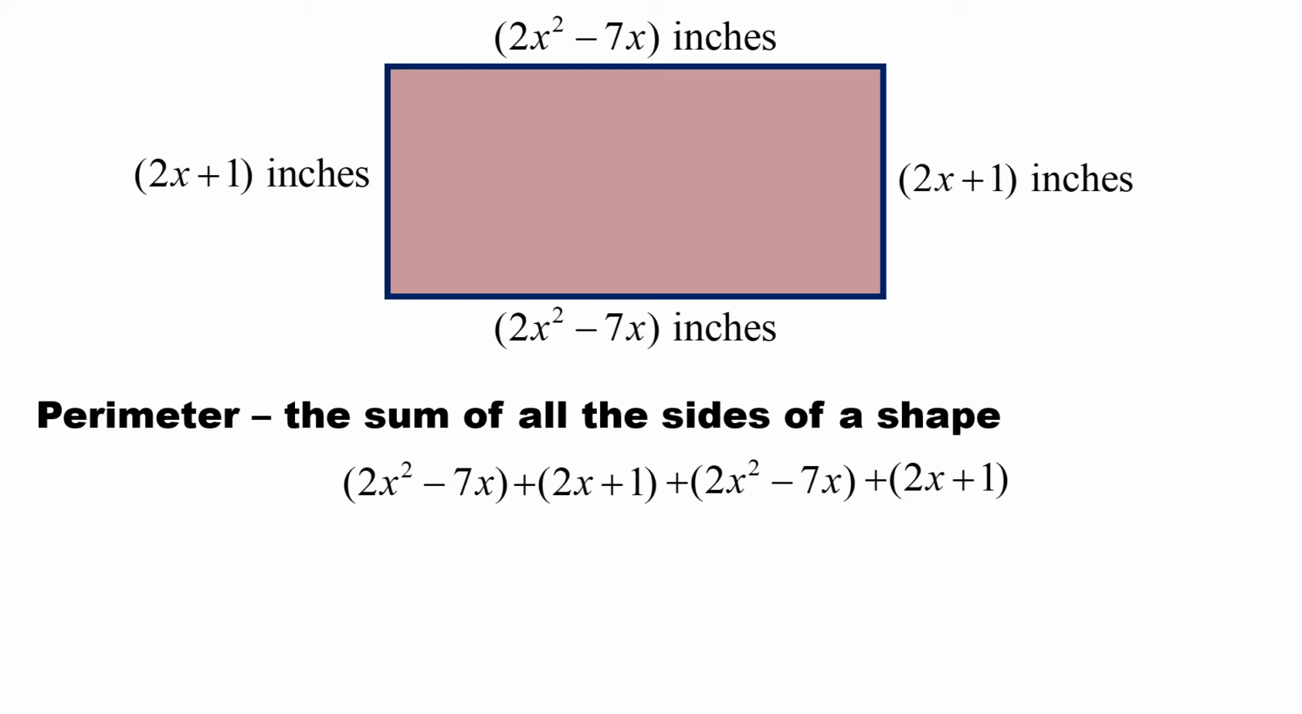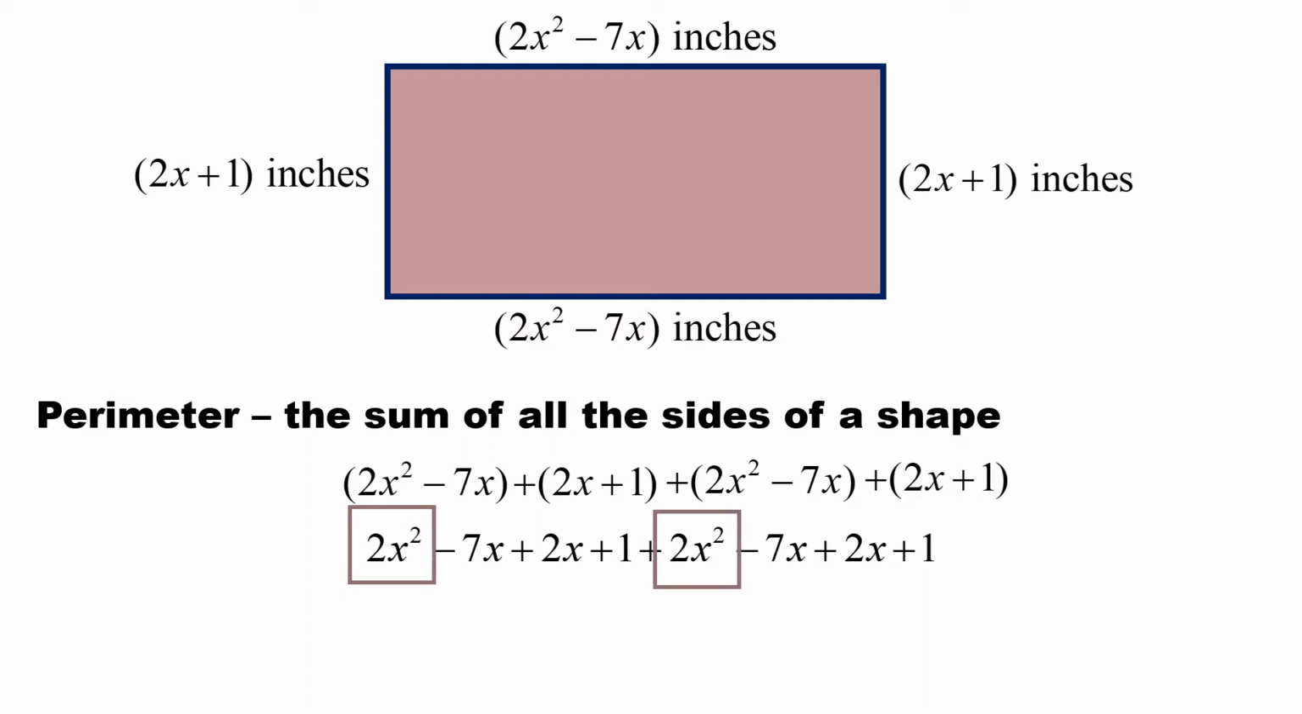So the first step of adding a polynomial is just simply getting rid of all the parentheses. The next step is adding all the like terms. Well, I have 2x squared and 2x squared. They are both x squared terms, so those are like terms. So I'll add their coefficients to get a 4x squared.